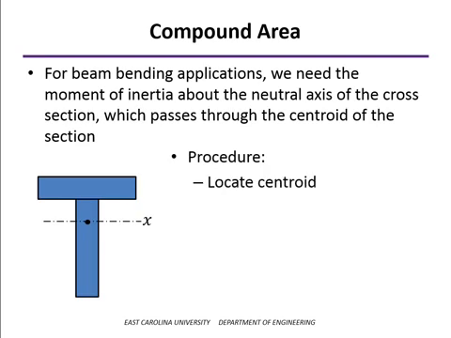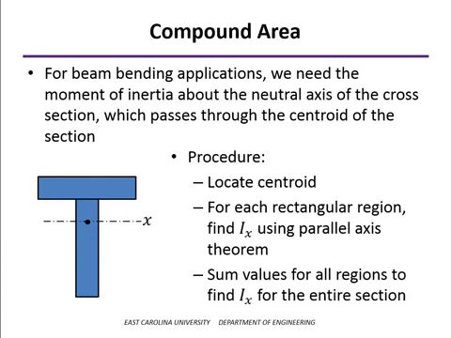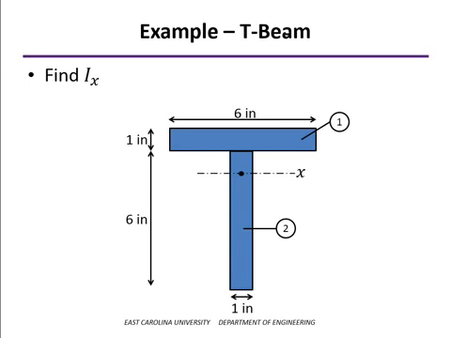In other words, where is the centroid of the cross-section? Once we know that, we can look at each of our rectangular regions, and we can find the moment of inertia about that centroidal axis using the parallel axis theorem. And then we sum those values together. That will give us the moment of inertia of the entire cross-section. So here's a simple example. We're going to look at a T-beam that's made up of two 6-inch by 1-inch rectangular members.